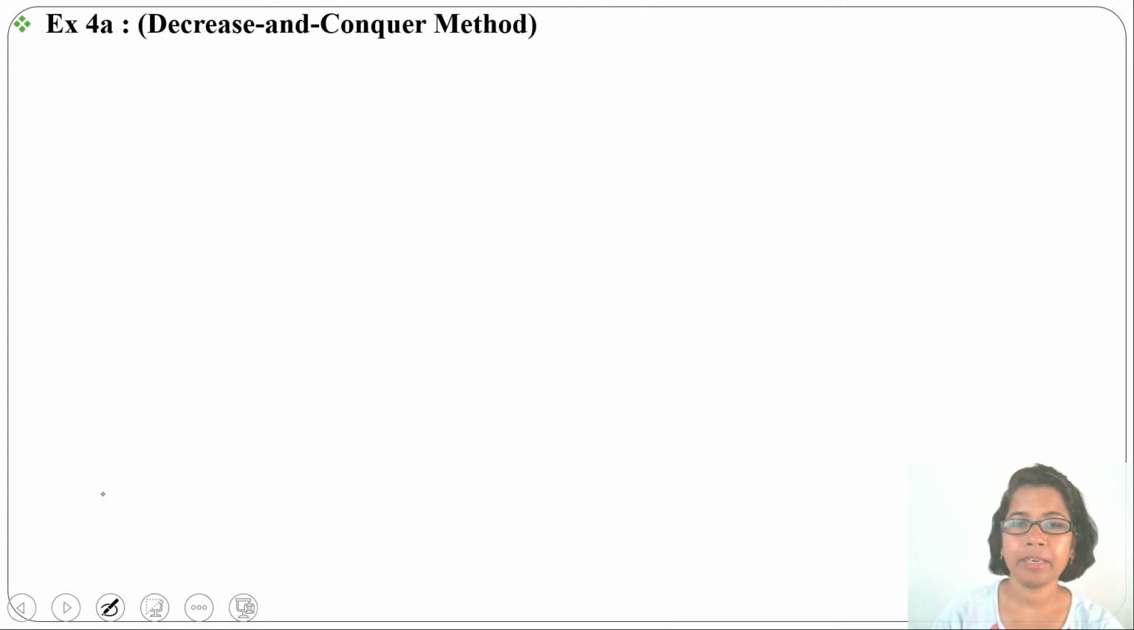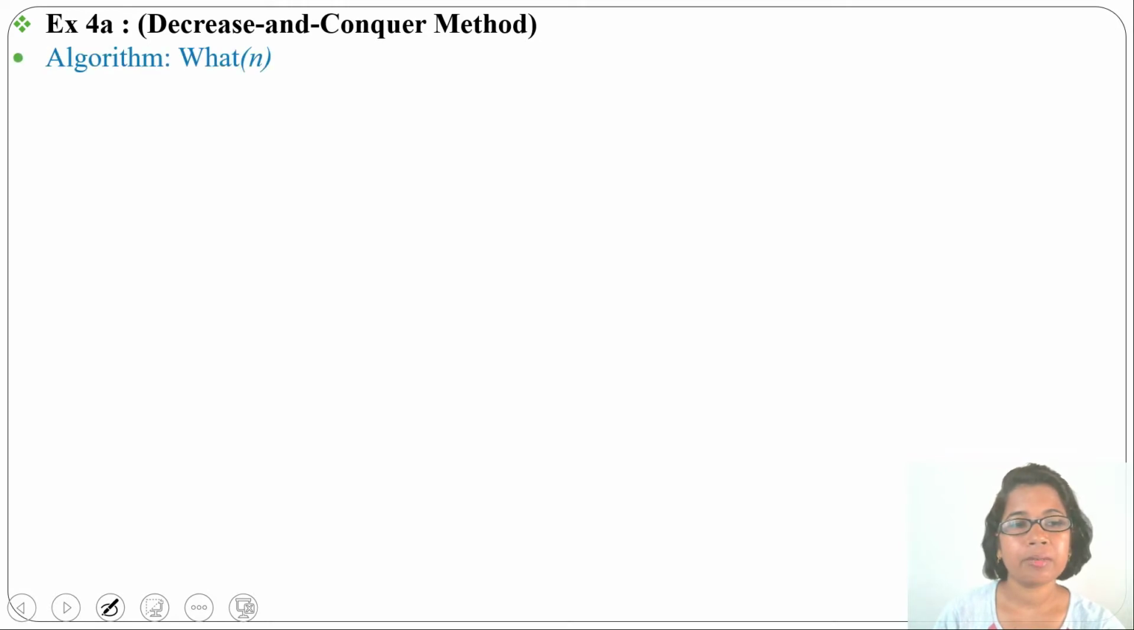Suppose you have 10 elements, you are dividing into 5 and 5, then you are solving. This is divide and conquer. Suppose you have 10 elements, you are decreasing, meaning you are reducing the size to 9, then you try to solve. Then reducing the size to 8, then trying to solve. That is decrease and conquer. Now I'll discuss some more variations of decrease and conquer.